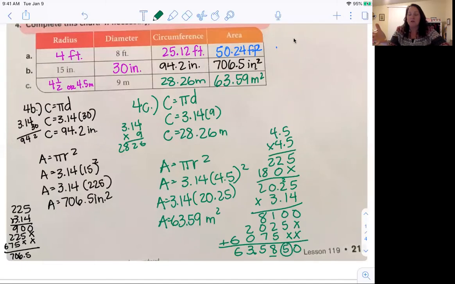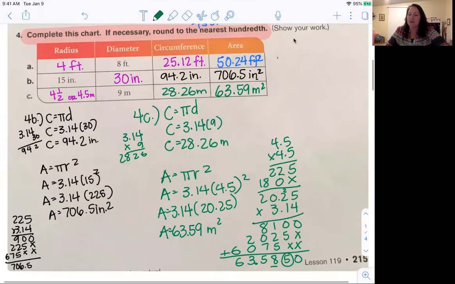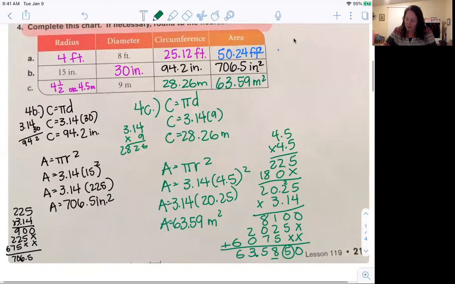And if you're asking yourself, wait, I got 63.585. You're right, but our directions say to round to the nearest hundredth, and that's how we got 63.59. Okay, let's go ahead and move to the back of our paper.